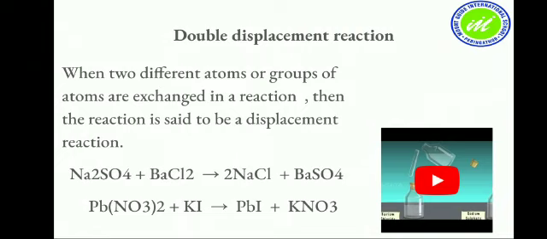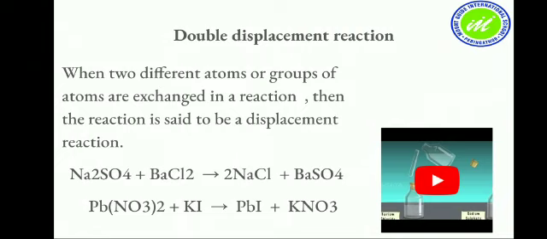See the first reaction, Na2SO4 and BaCl2. Here, in the first reactant Na will move and in the second reactant Ba also will be moving. So both the ions get interchanged. As both the ions are getting interchanged, we call this reaction a double displacement reaction.